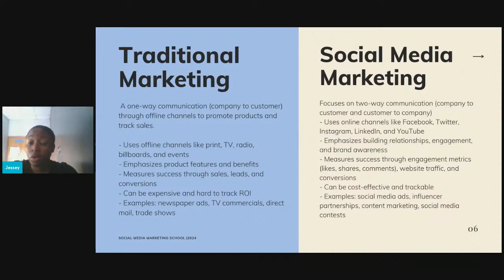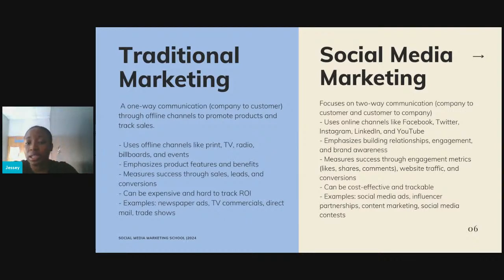That online channels basically, right? And then it emphasizes building relationships, engagement, and brand awareness. So this brings us back to the point that social media marketing is not just a marketing tool. Through social media, you can create brand awareness, and you can engage and build relationships with your customers.